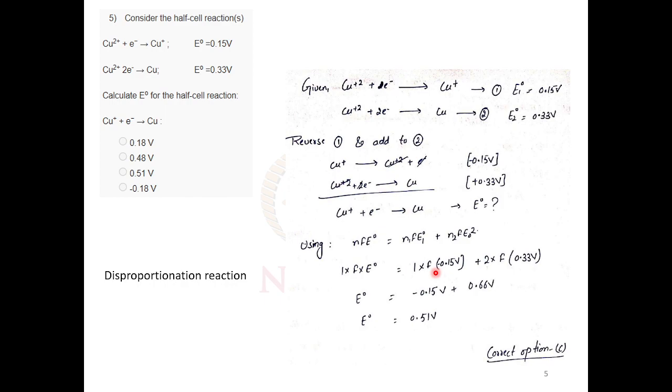And for the full equation, you know that delta G, minus nF E overall, is equal to n1 F E1 0 plus n2 F E2 0, right? This is 0.2, that is the standard reduction potential value. So overall for this half cell reaction the E zero is going to be 0.51 volt.